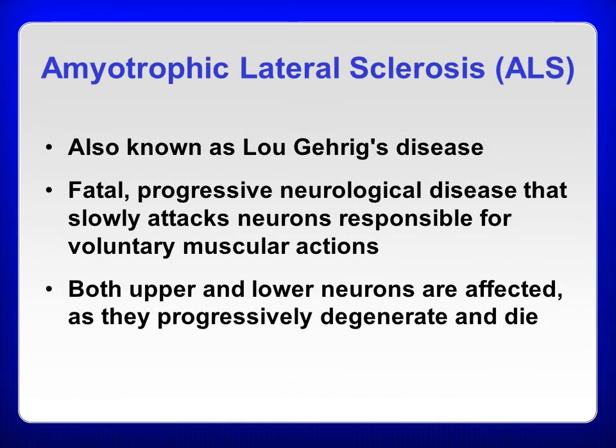Amyotrophic lateral sclerosis, or ALS, also known as Lou Gehrig's disease. This is another progressive neurological disease, and what it does is attack the neurons responsible for voluntary muscle actions. Okay, so again, another progressive disease. Both upper and lower neurons do get affected, and what eventually happens is those neurons will degenerate and die. So again, it's another progressive disorder.